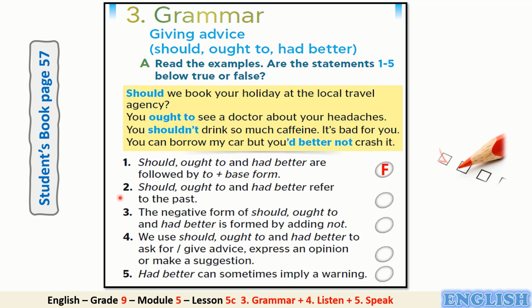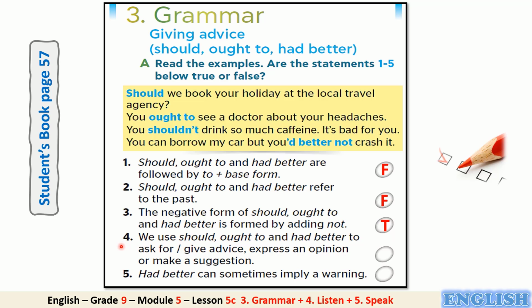Number 2. Should, ought to, and had better refer to the past. Is it true or false? Very good, my students. It's false. Why? Because these verbs refer to the present or the future. Number 3. The negative form of should, ought to, and had better is formed by adding not. Great job, my students. That's right. It's true.